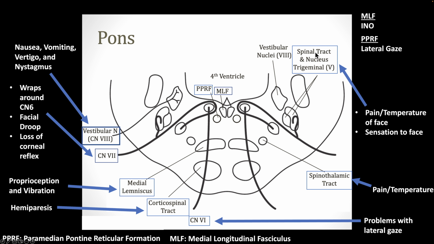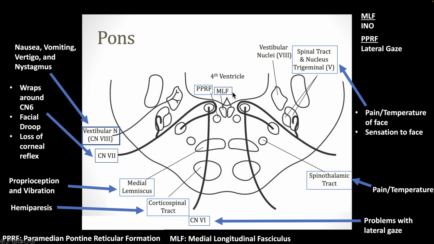We'll get there. We also have something called the spinal tract and nucleus of the trigeminal. This is going to be pain and temperature of the face and sensation to the face, ipsilateral because it is part of the trigeminal. Then again, you have the abbreviations down here. You have this location right here called the paramedian pontine reticular formation, which is also responsible for lateral gaze. And you have the medial longitudinal fasciculus, which if there's damage there, you get internuclear ophthalmoplegia. Mind that the location is important.